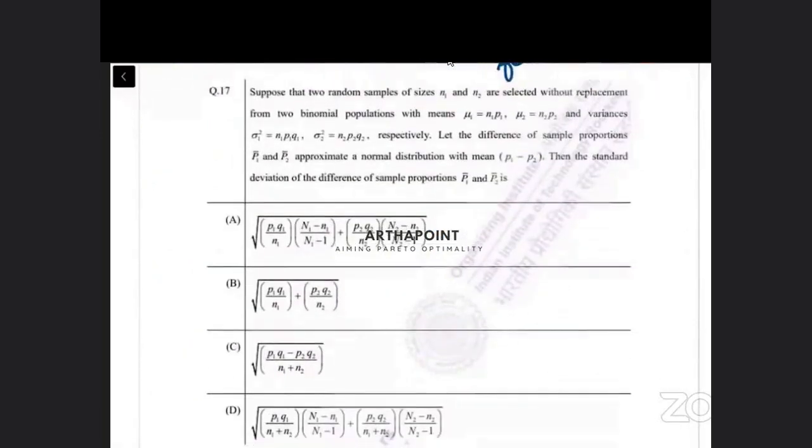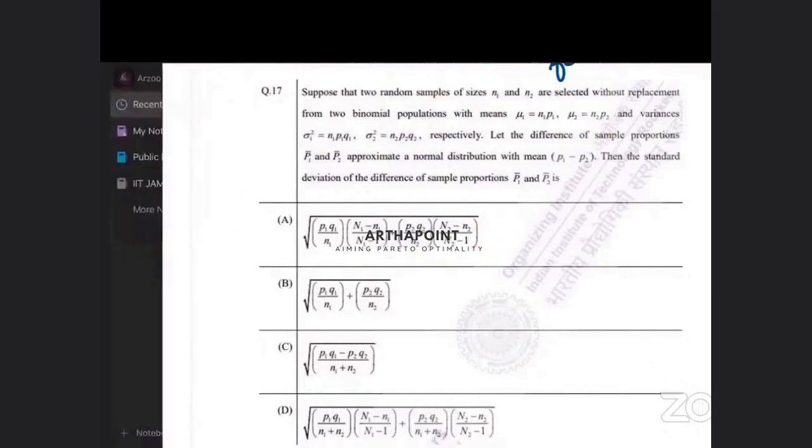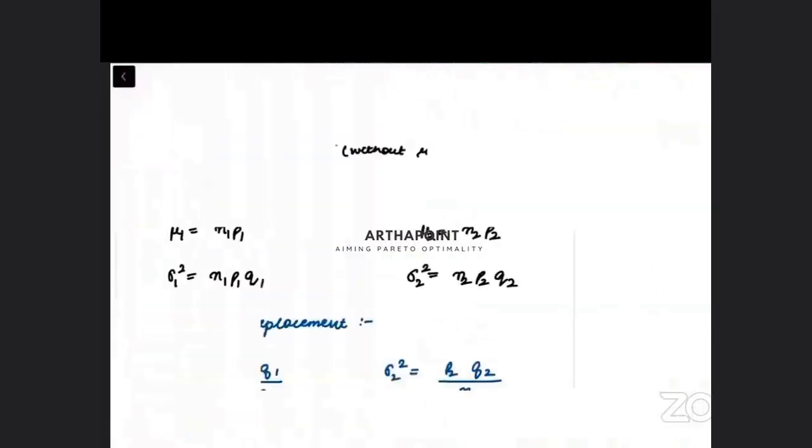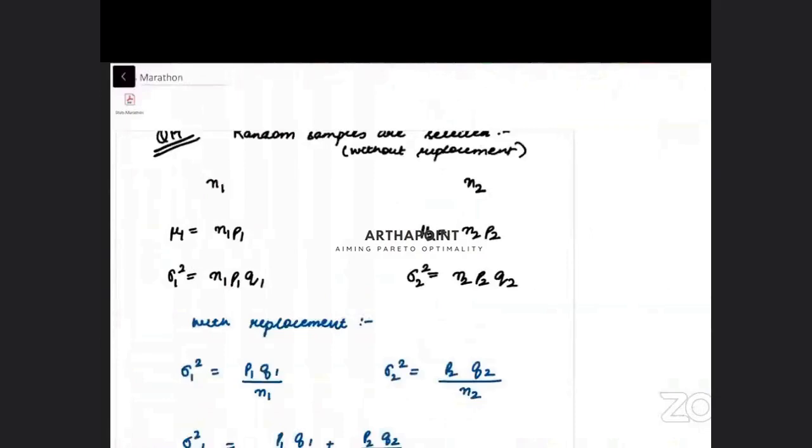If you will notice, this question is again asking about with and without replacement. So again, you have to understand that the basic formulas are important from the exam point of view. Okay, so let me just explain first, and then we will go to the question.